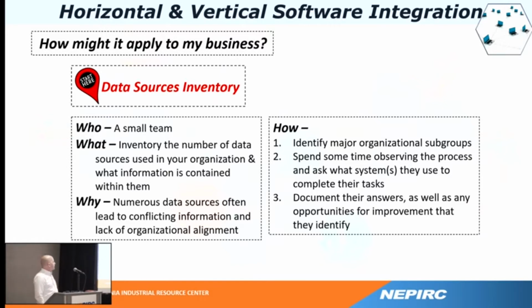What can it do? Like I said, the inventory, the number of data sources in your organization. Why? Numerous data sources often lead to conflicting information. You go into a hospital and they say, I need my medical records. Well, I have to go to this system. I need to check my appointments. Well, I have to go to this system. When you implement a regular system for horizontal and vertical software, you have a one-stop location where you can go in and see all of the data. And our company, Salesforce, is one of them.